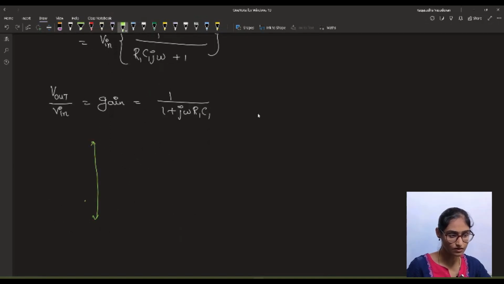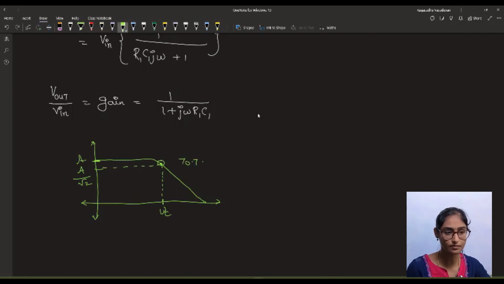Okay. What is the objective of the low pass filter? The low pass filter will filter the low frequency components and it will actually start to reject the high frequency components. So the cutoff frequency is this frequency where the gain is the actual gain divided by root 2. This is defined as the cutoff frequency, or in short, this will be 70.7% times the total gain.